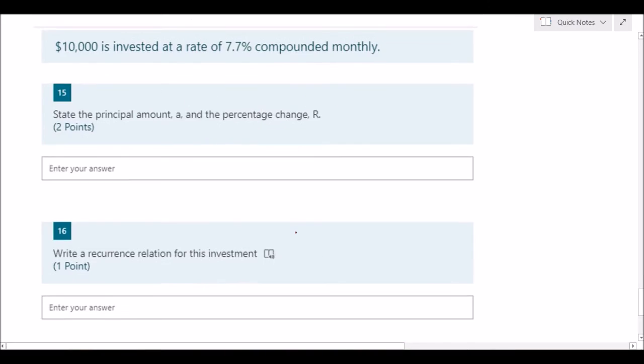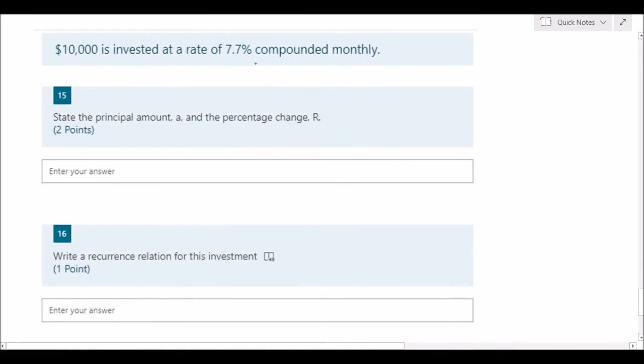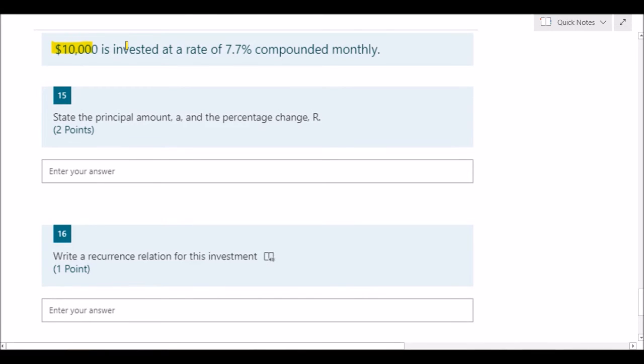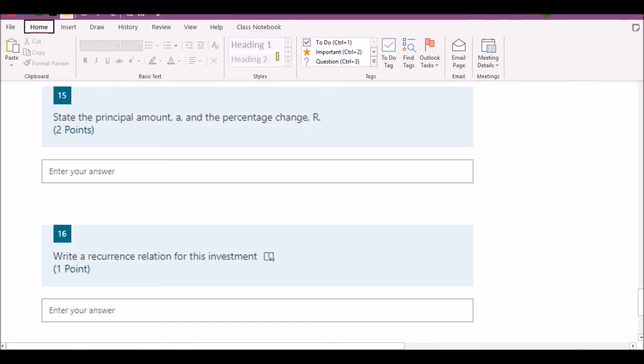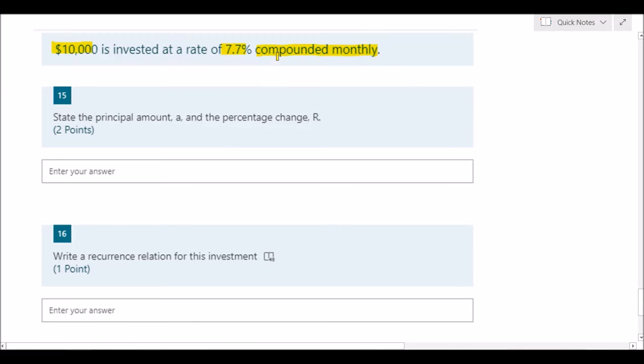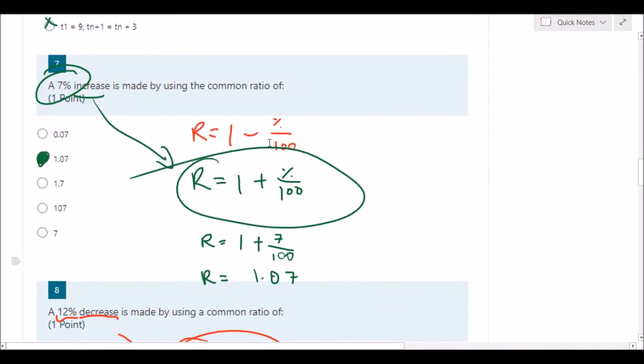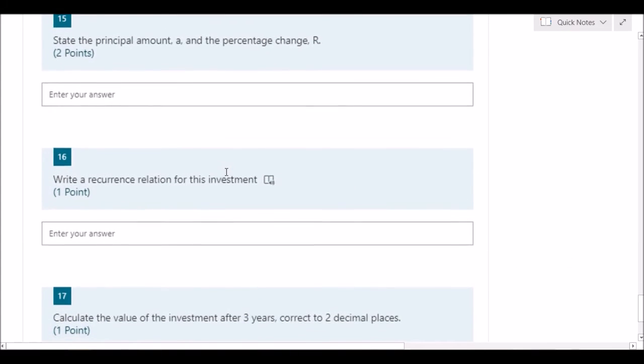All right, last question. 10,000 is invested at a rate of 7.7% compounded monthly. All right, some key information there already. There's my T0, there's my rate, and it's compounding monthly. So it's going to be compounding more than once per year. And if you remember back to what I said earlier when we were doing these solutions, you're going to come across a question where you're going to be compounding more than once. So these are just compounding once a year, these common ratios. But now we're going to do a question where you're compounding more than once a year.